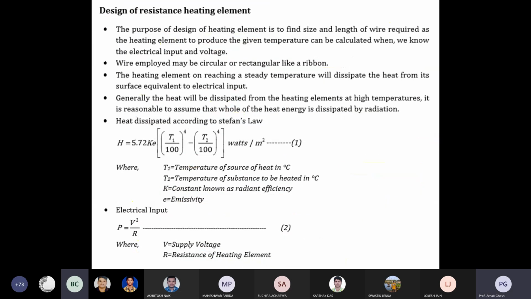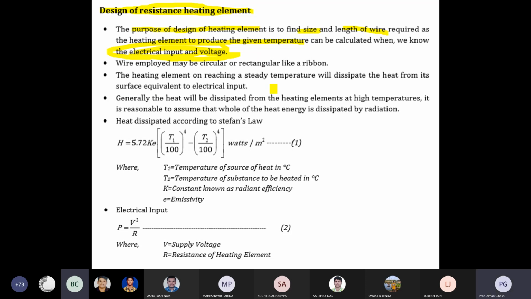Now, most important, the design of the resistance heating element. What are the factors related to this? That is very important. For mathematical implementation, very simple formulas are there, and we use them to directly get the values. The purpose of designing a heating element is to find the size and length of the wire required as the heating element to produce the given temperature, which can be calculated when we know the electrical input or the voltage. If the voltage and current are available, we can directly get it from the formula.